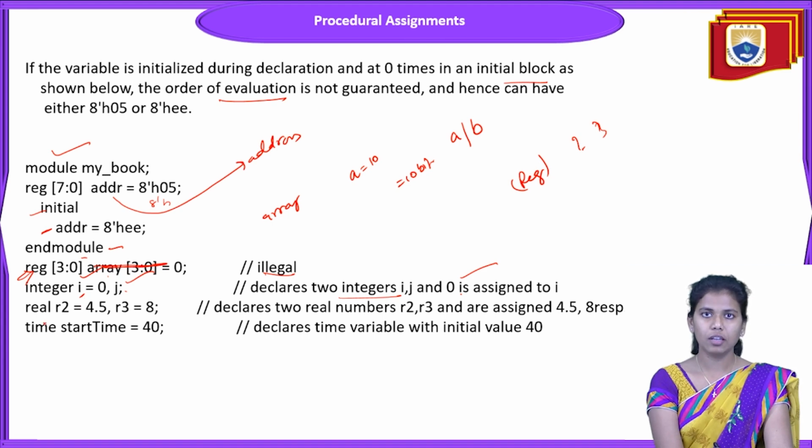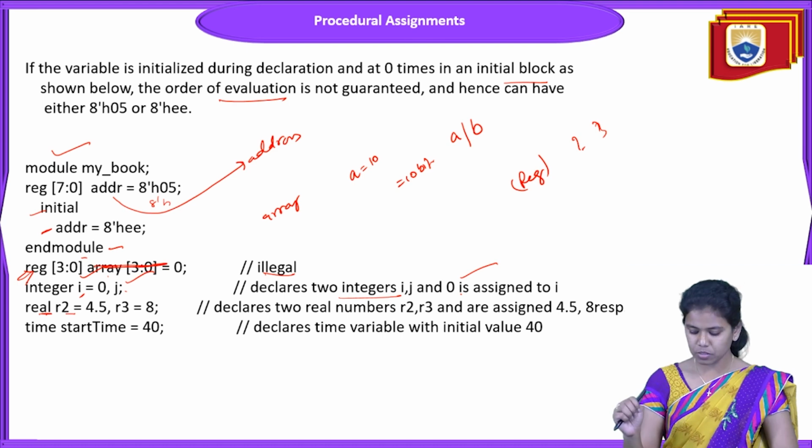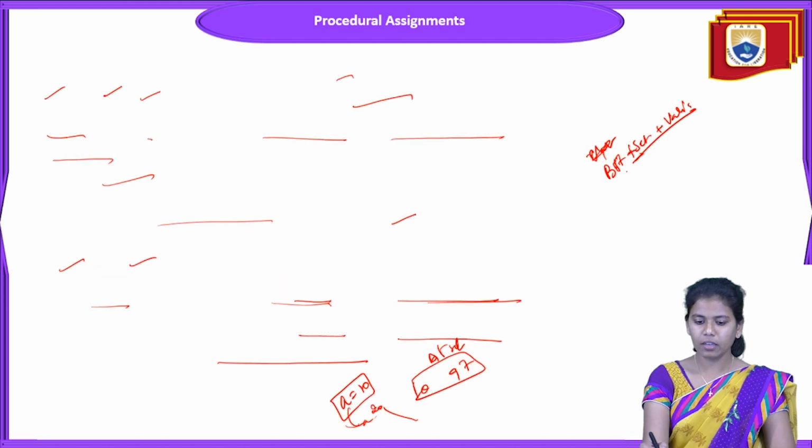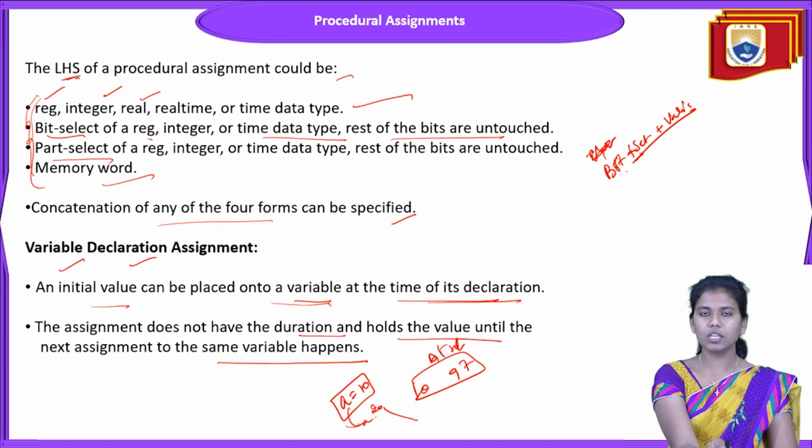And coming to the last but one, real r2. These are on the left hand side. I can represent my left hand side with real, reg, and other data types. See, here we discussed real, time, and other data types. All these procedural constraints can be represented on the left hand side.